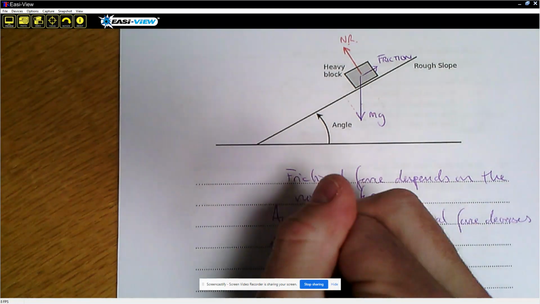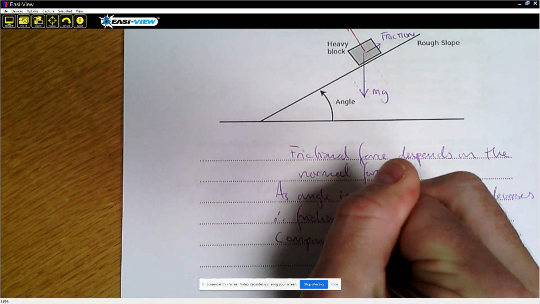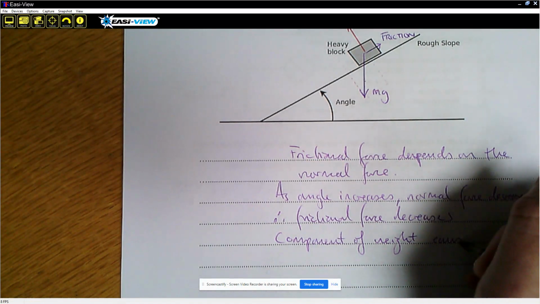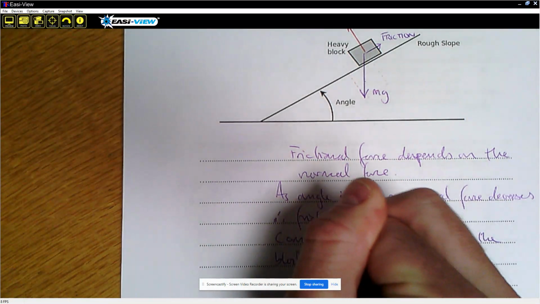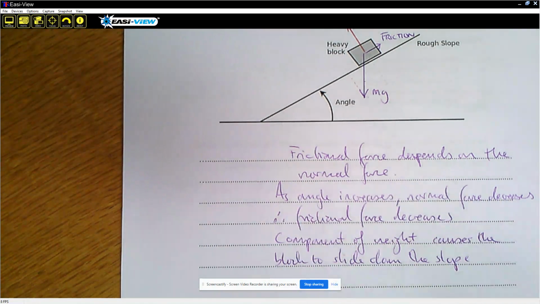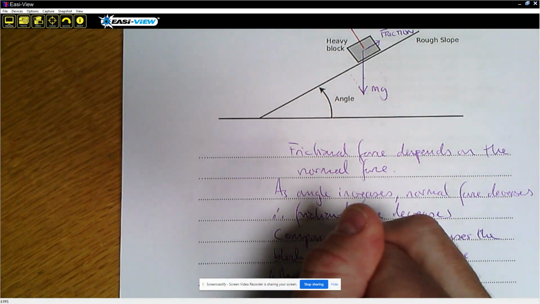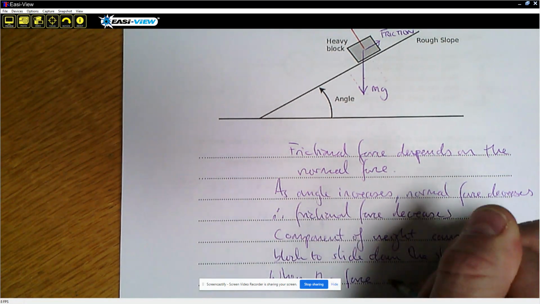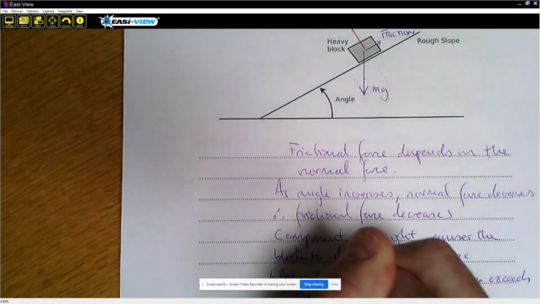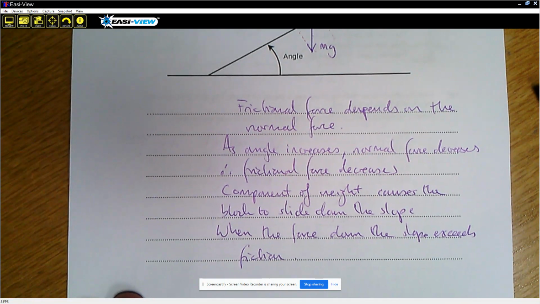That would mean that the component of weight, the weight component that we talked about acting down the slope, causes the block to slide down the slope. And then finally, this happens when the force down the slope exceeds friction. Again, a straightforward question, I think, once we're into year 12, but a difficult question for a GCSE student.